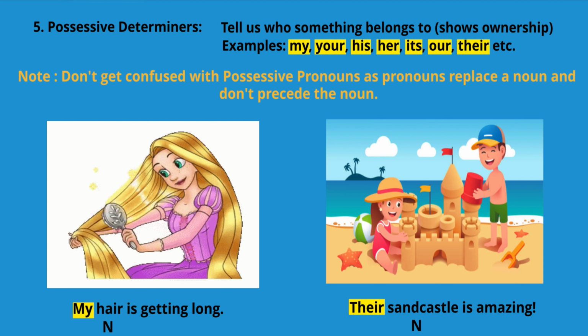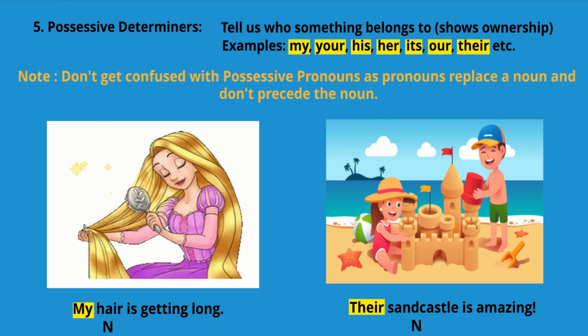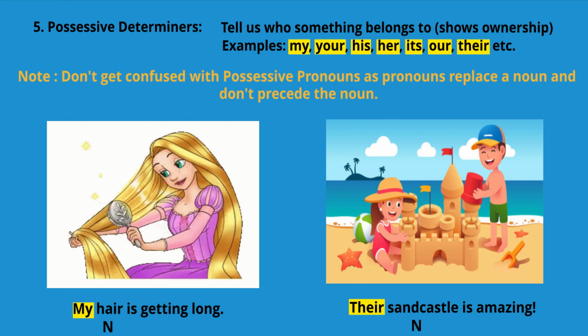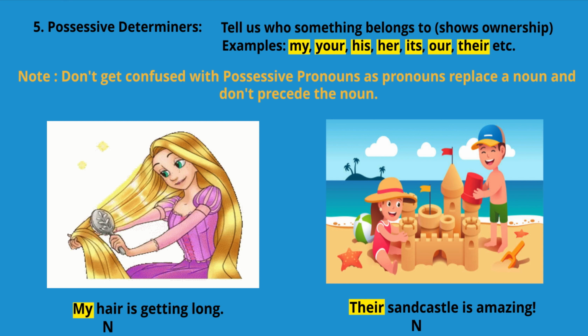In the first visual, what do you see? You see a girl combing her hair. She says, my hair is getting long. So here, hair is the noun and the possessive determiner is placed before the noun hair. My hair. So it is showing ownership as well. So my would be the possessive determiner. In the second image, what do you see?